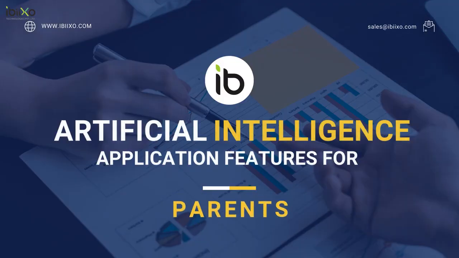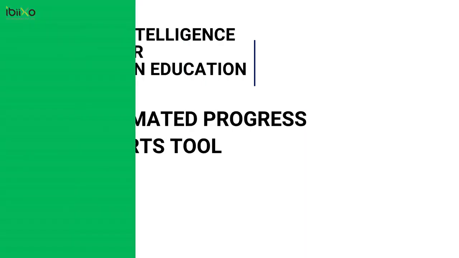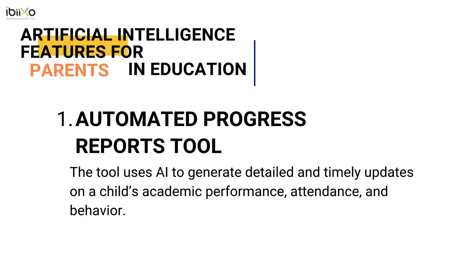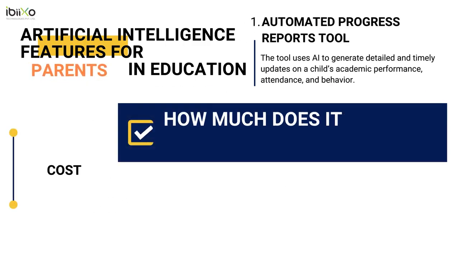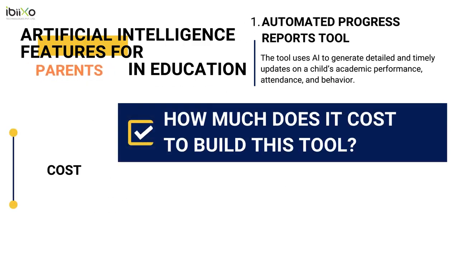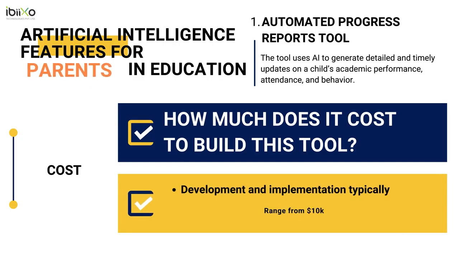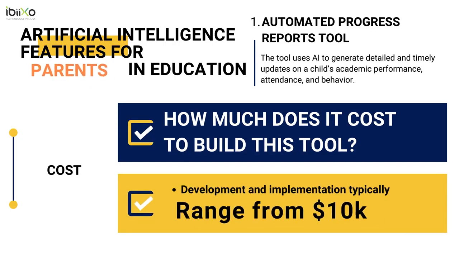Coming to the last section of the user type, that is parents. The first one for the parents is automated progress report tool. The tool basically uses AI to generate detailed and timely updates for the child's academic performance, attendance and behavior. And this can simply be pulled from the data with a really good algorithm. This is going to cost you around $10,000 based on the complexity.